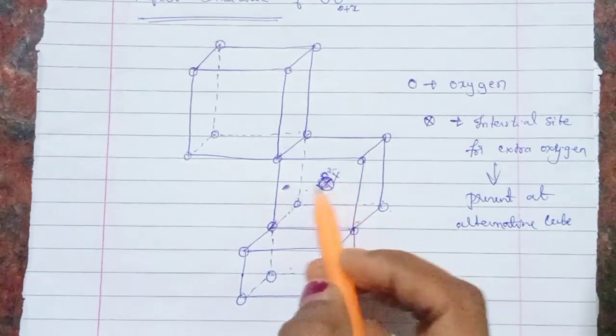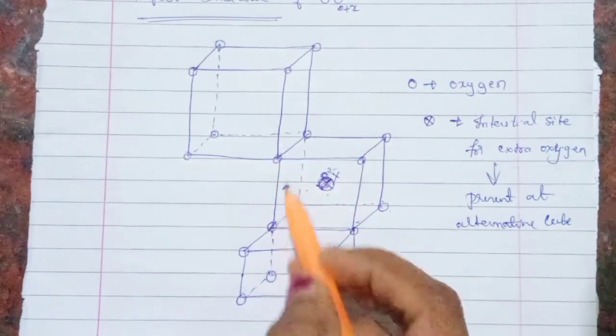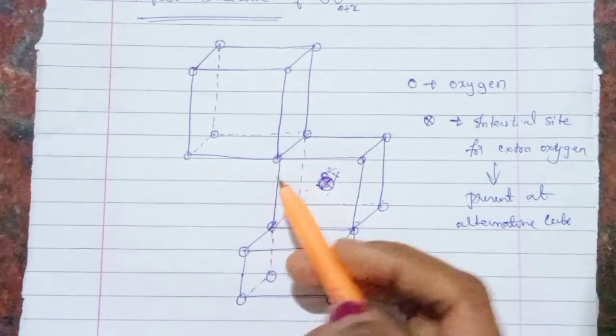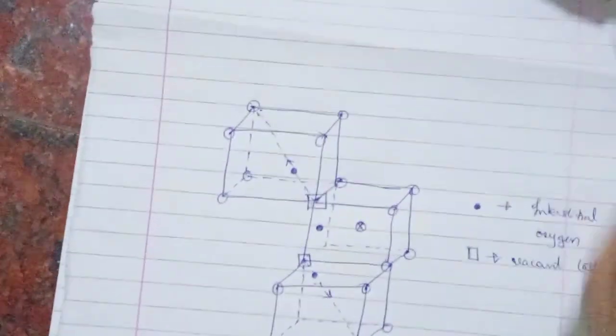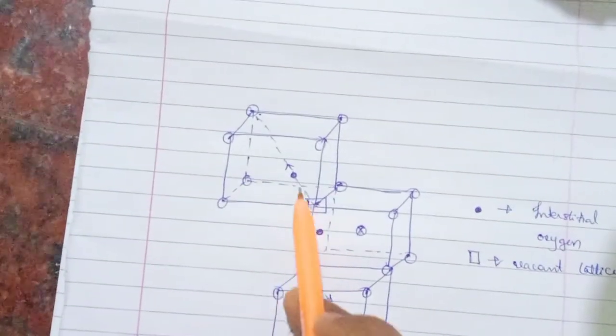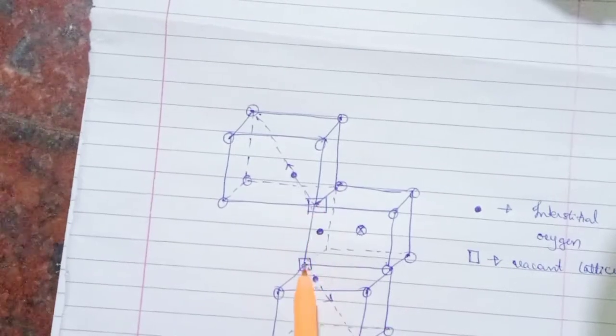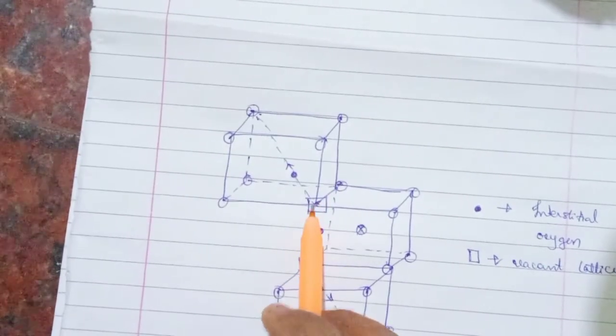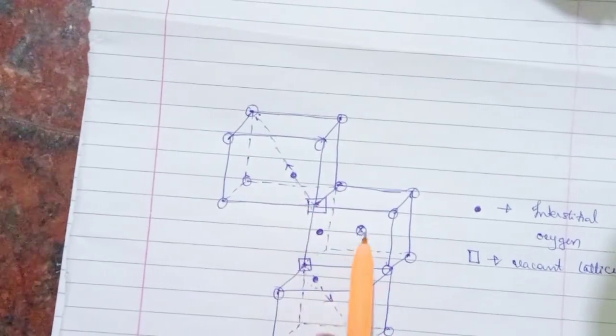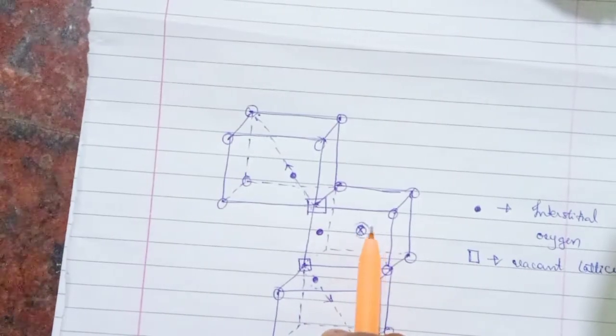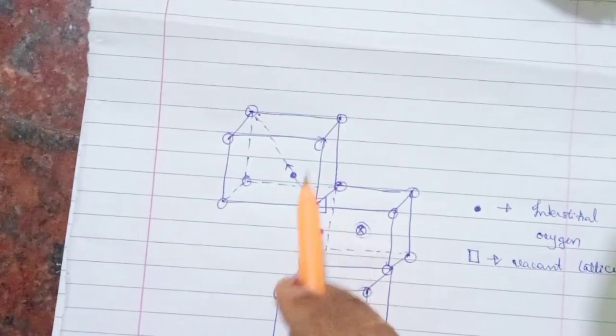When it comes here, the other 2 oxygens also get displaced into the interstitial site. So in the defect structure we will have 3 interstitial oxygens, indicated here. This is the vacant site formed by the displacement of oxygen, and there is also 1 interstitial site in the defect structure of UO2.